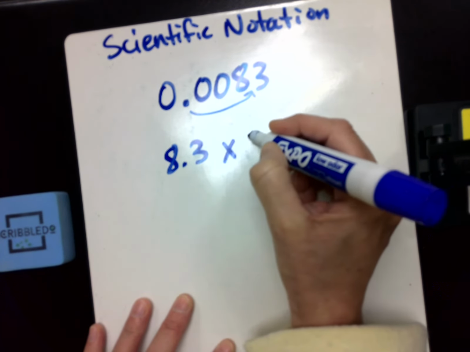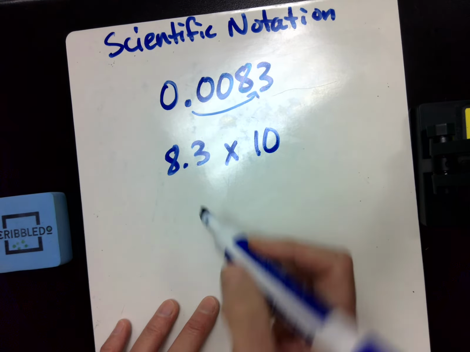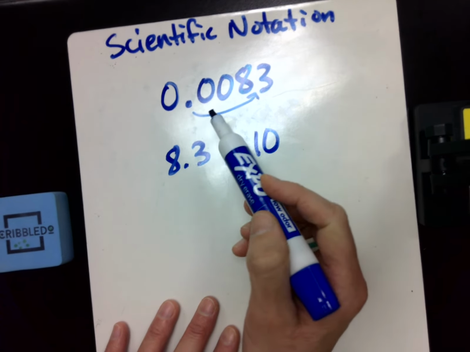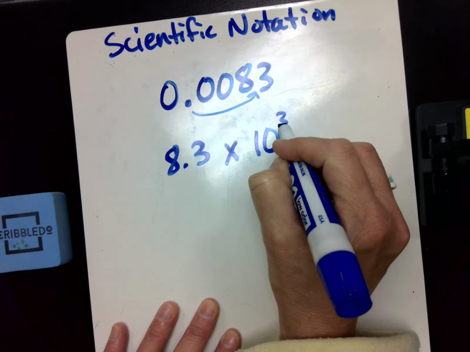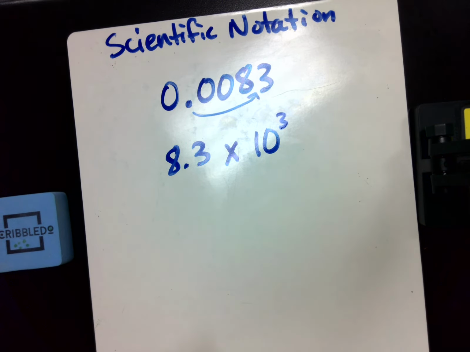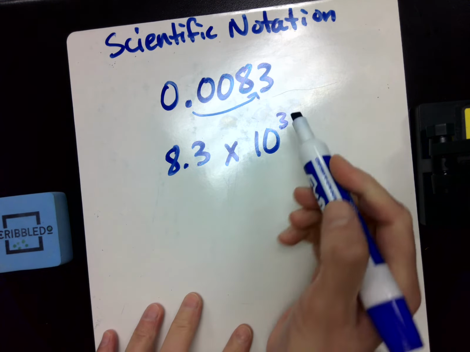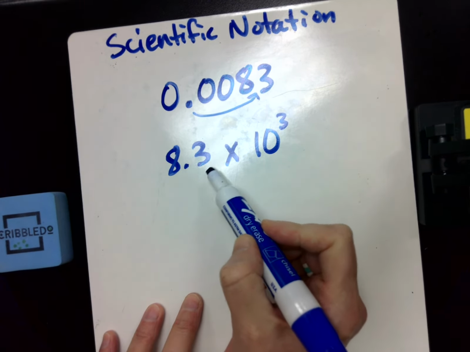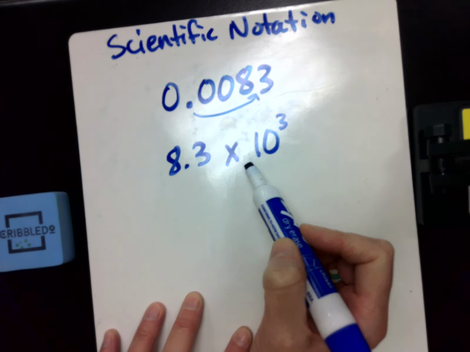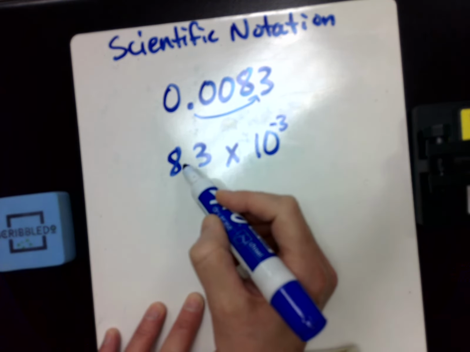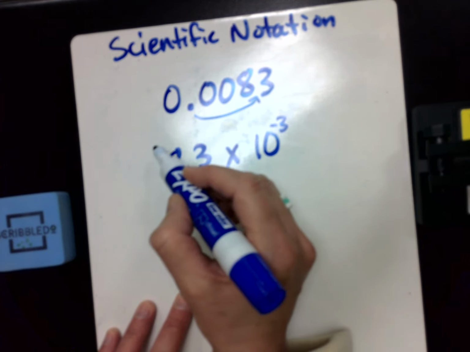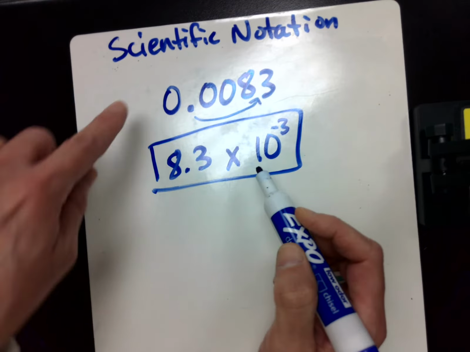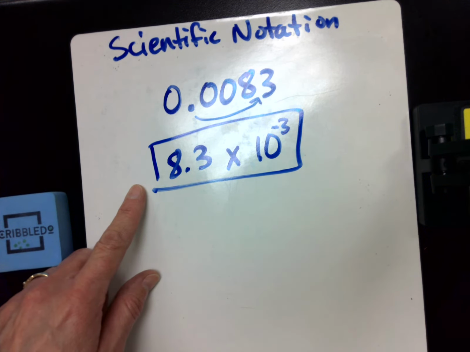Now I'm going to multiply it by a power of 10. I've got to go back up and see how many spaces I moved it. 1, 2, 3. So I know this is going to be a 3, but I've got to figure out which direction I went, or do I need it positive or negative? Well, if I keep it positive, that means this is going to go this way and make a large number. So I need to make it negative because I need it to go back to this original number. Okay, so this right here is that number in scientific notation.